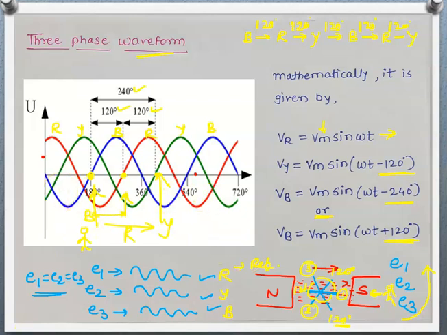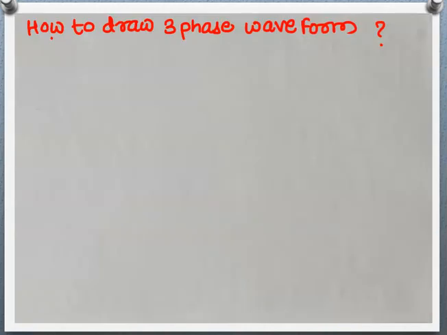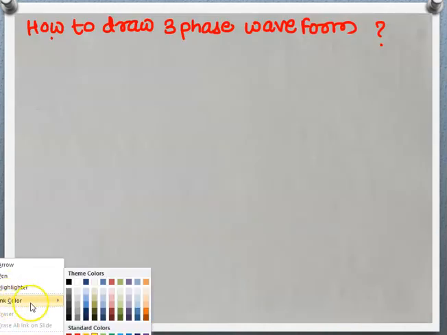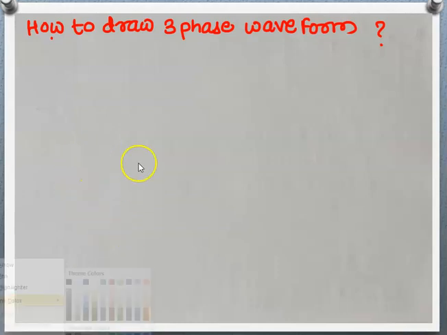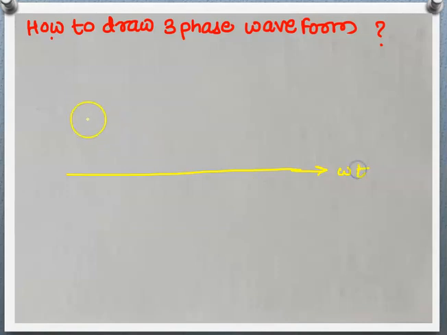Now let's see how to draw this three-phase waveform. First we will draw a reference axis, which is omega t. This is the magnitude axis where we are going to plot the three-phase EMF. Now first we will draw the R phase.